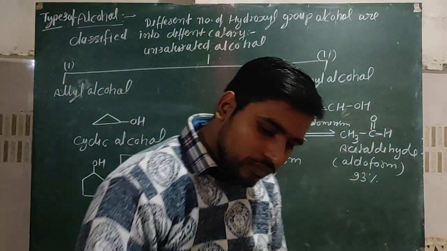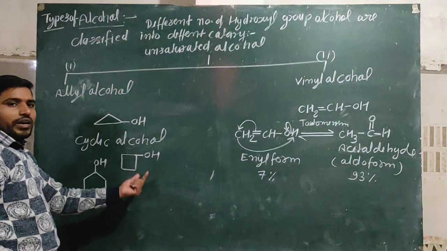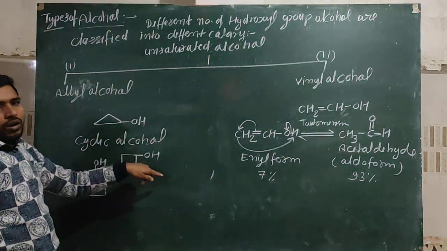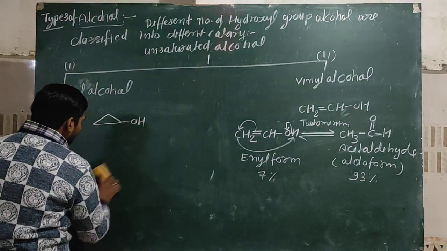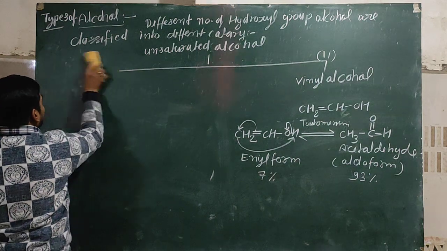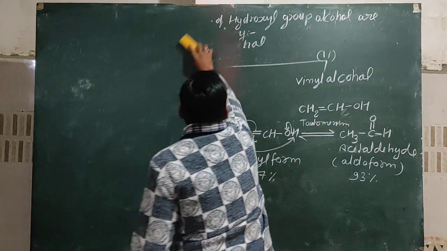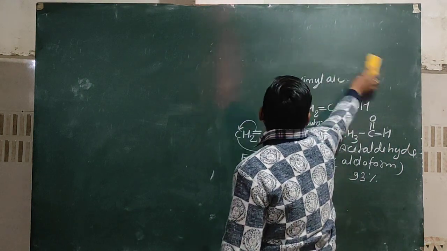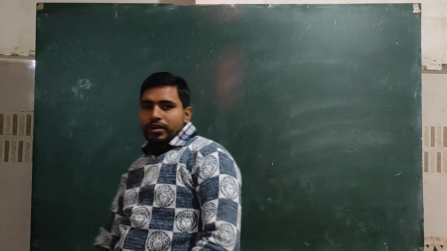Okay, after the knowledge of different types of alcohol and structure of alcohol, we try to understand what is phenol. Okay, the second part, which is related with the alcoholic group, is known as phenol. Okay, listen.